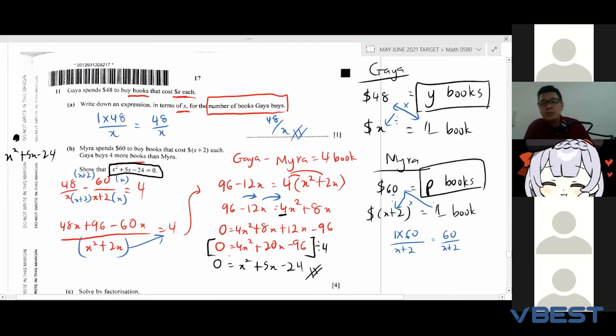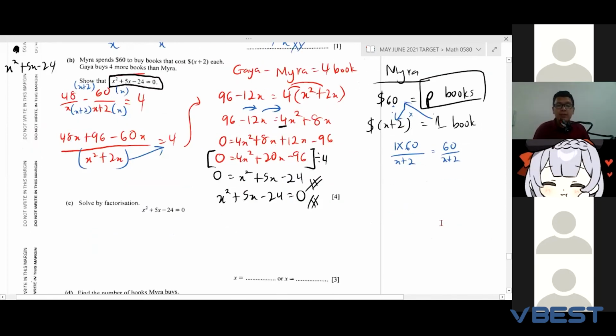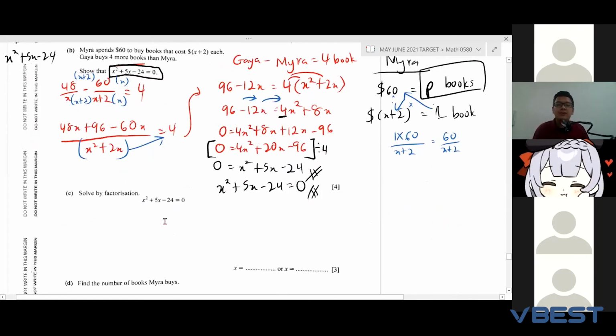You can put 0 on the left side, or you can put 0 on the right side, anything. You can put either one of it. So you can also put it like that, or you can put it like that, also correct. 0 on the left, 0 on the right, also correct. Okay, now solve by factorization.